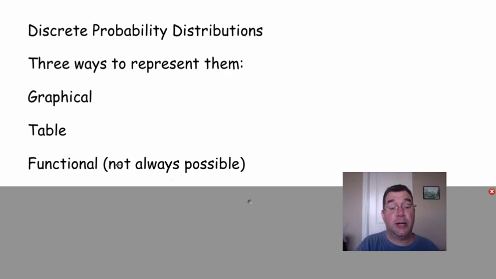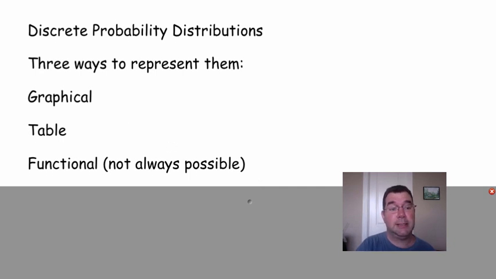Also recognize that this is not always possible. You could have something like the number of A's in the name of the month of the year. There's no real functional way to do that. In some situations you can, but not always.